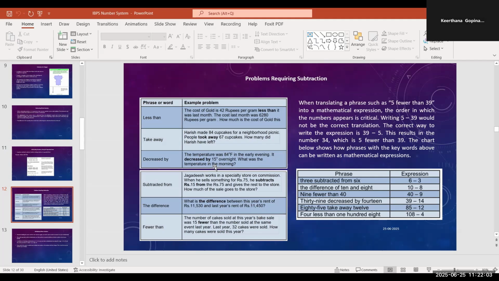Another phrase that is used is fewer than. Number of cakes sold at this year's bake sale was 15 fewer than last year sold at the same event. Last year, 32 cakes were sold. How many cakes were sold this year? 15 fewer. 17. So we sold 17 cakes, 15 cakes less than last year. Correct. 15 plus 17 is 32.